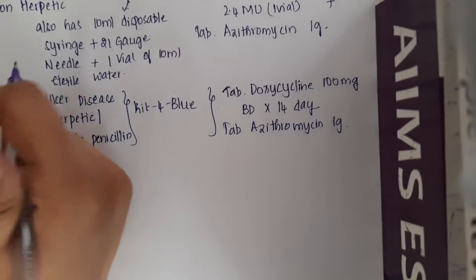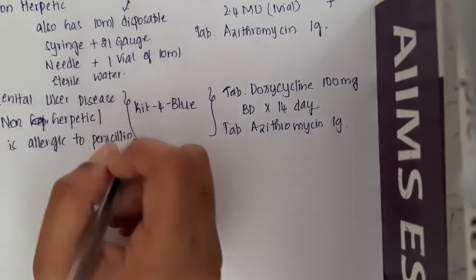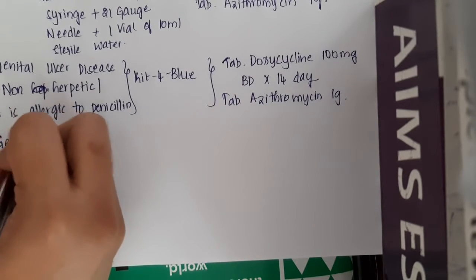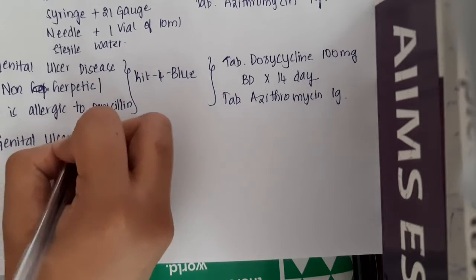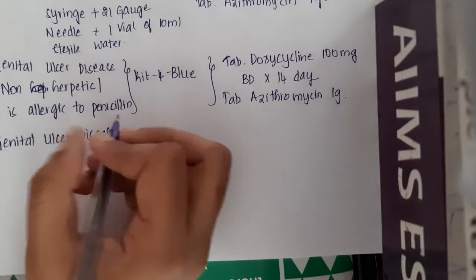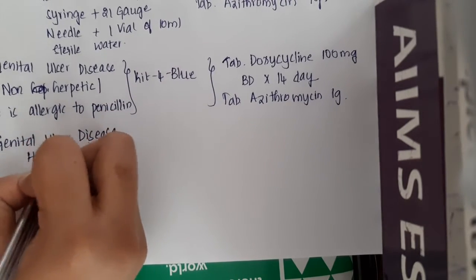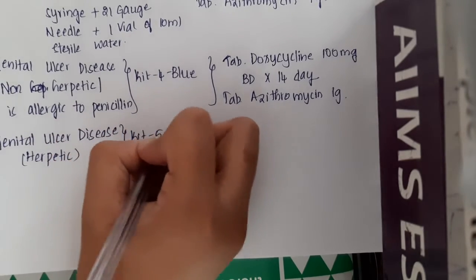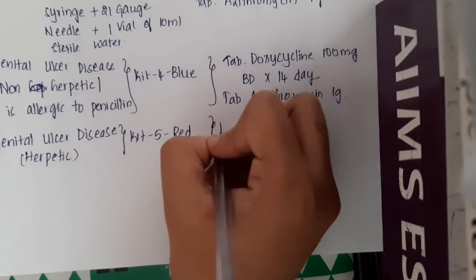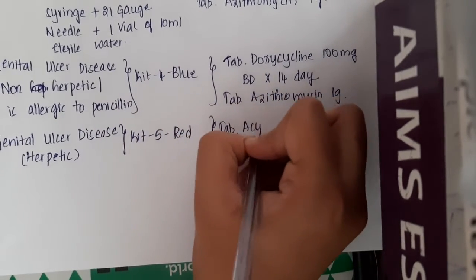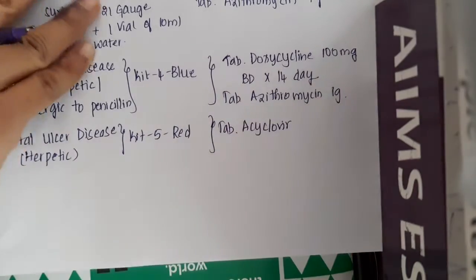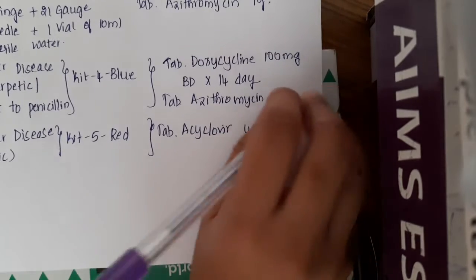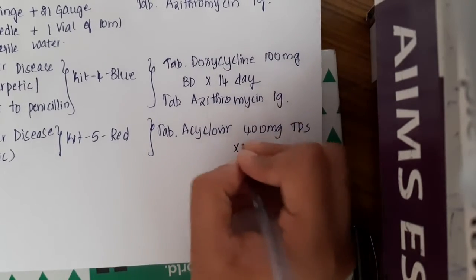Okay. Next. The next disease is if there is genital ulcer disease, and this time it is due to herpes. So if it is herpetic genital ulcer disease, in such cases we can use kit 5, which is red colored, where we have tablet acyclovir 400 milligrams TDS, that is thrice daily, for 7 days.